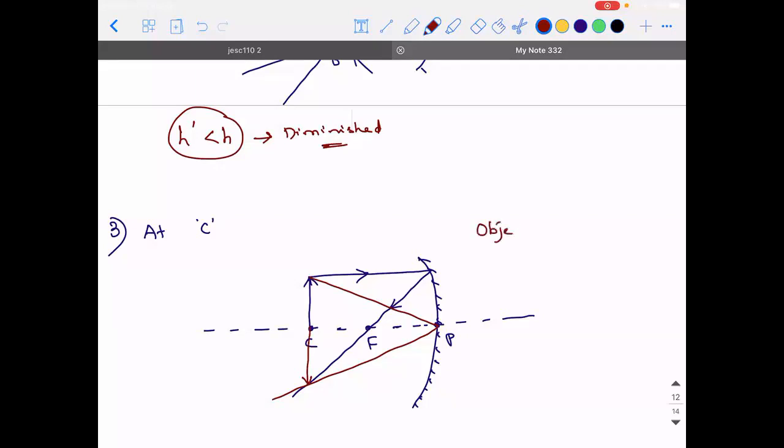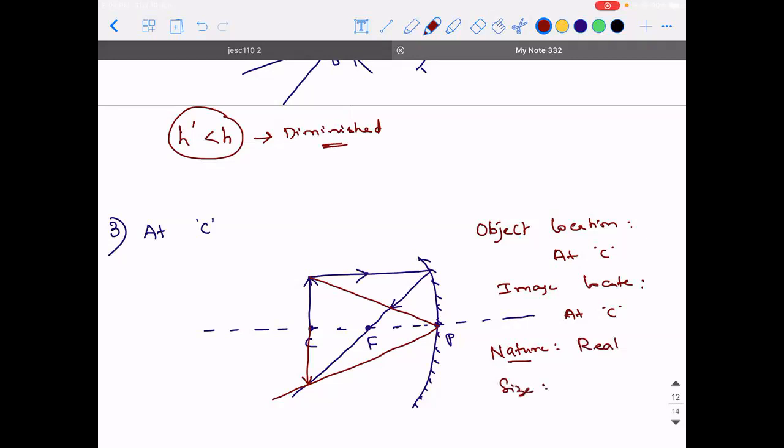Okay, so in this case, the object location is at C. What is the image location? It is also at C only. Next, what is going to be the nature? It is real. What is going to be the size, guys? Can someone tell me? Same size, sir. Because it is the same location, it is going to be of the same size.